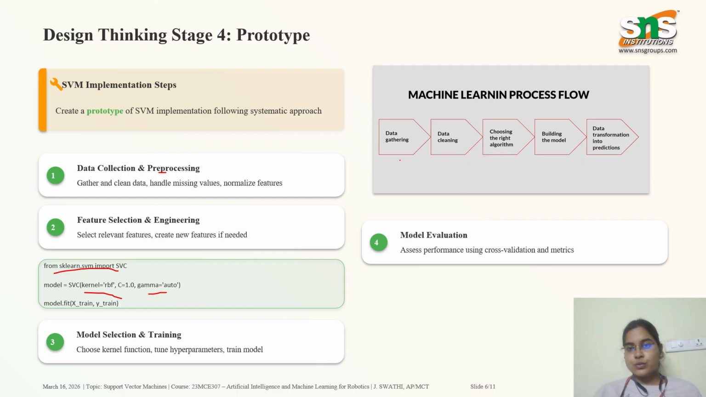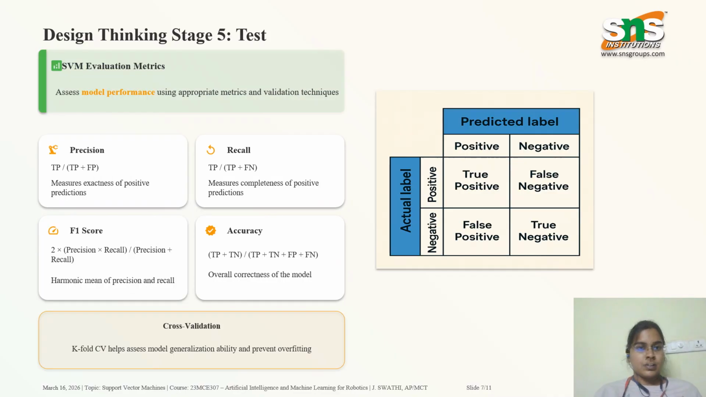Here you can see the flowchart. We gather and clean the data, that is, handling the missing values, assigning the unlabeled data, and finding out the features. Next comes choosing the right algorithm, building that algorithm into a model, and then going for validation. Coming to the testing and validation part, we have to assess the model's performance using metrics and validation techniques.